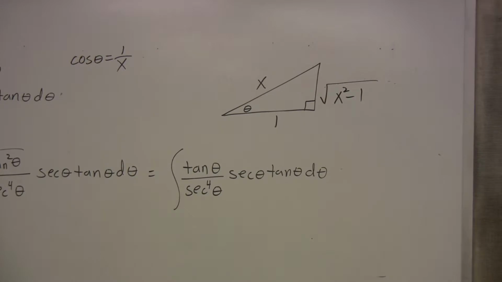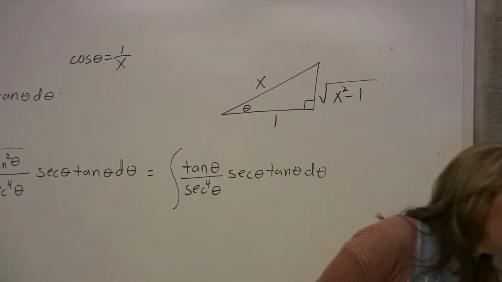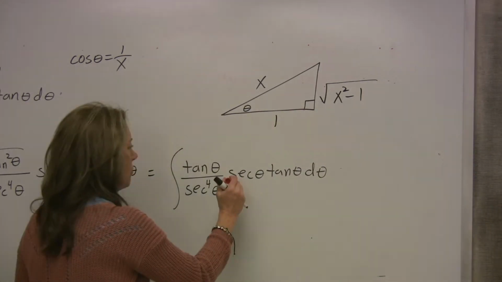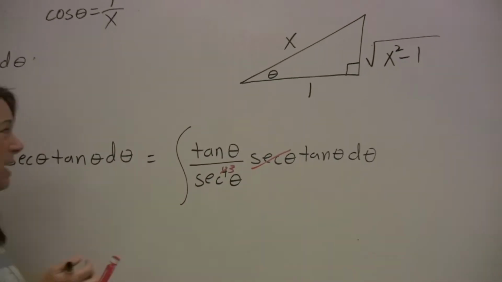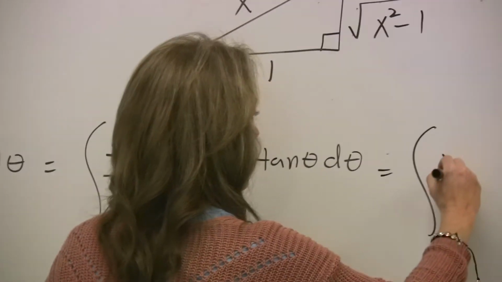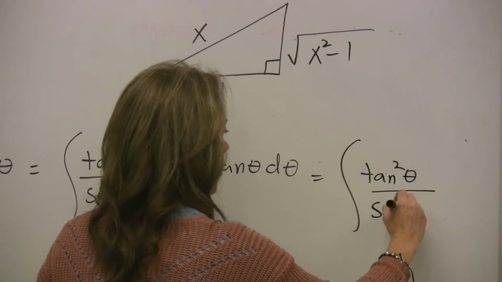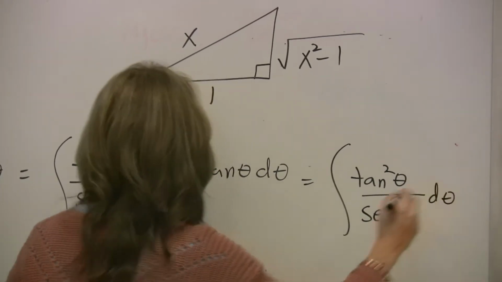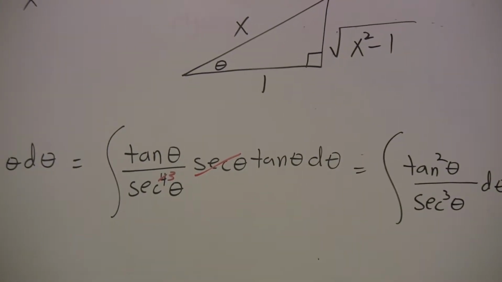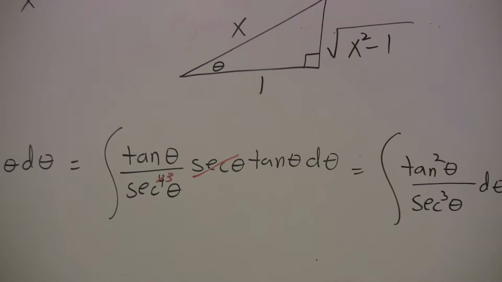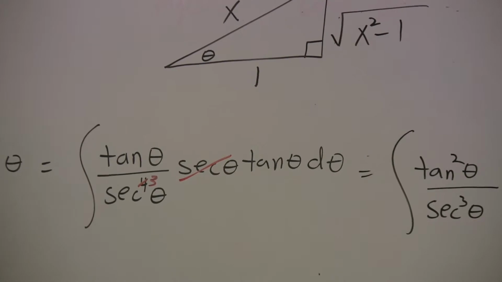Still with me? Got lots of nods, that's good. So one of those secants will reduce. This one will reduce and make that one a 3. Combine the tangents. So I'm seeing tangent squared theta on top and secant to the 3rd theta on the bottom. Putting everything together. Alrighty. So we've succeeded in doing the trig substitution, and now here we are with the trig integral.